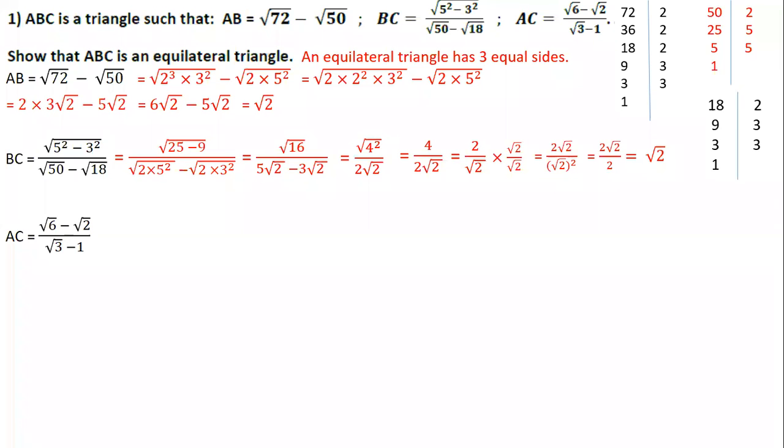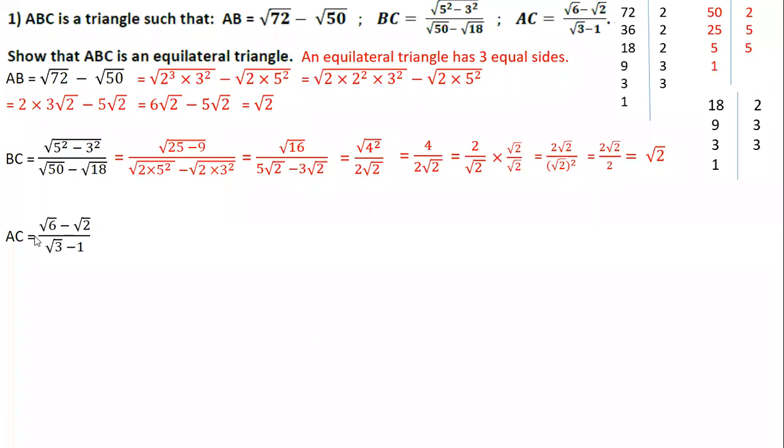Can we simplify radical 6? We can make prime factorization. The prime factorization of 6 is 2 times 3, so nothing becomes squared, and we can't simplify it. So we leave it radical 6. Radical 2 we can't simplify. Radical 3 we can't simplify.